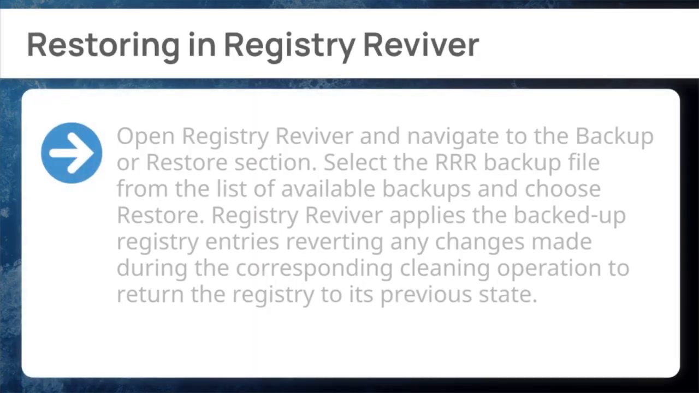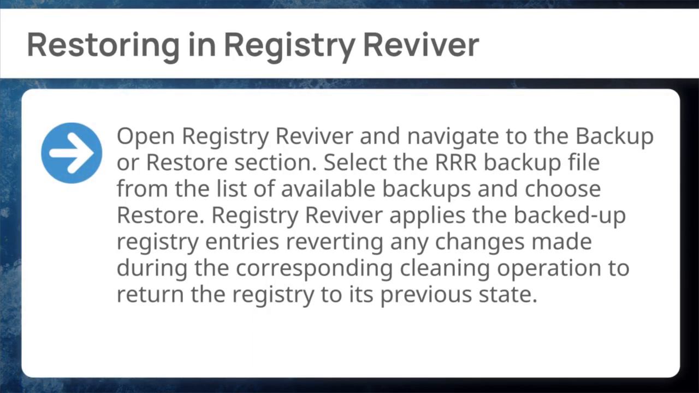First, restoring in Registry Reviver. Open Registry Reviver and navigate to the Backup or Restore section. Select the RRR backup file from the list of available backups and choose Restore. Registry Reviver applies the backed up registry entries, reverting any changes made during the corresponding cleaning operation to return the registry to its previous state.